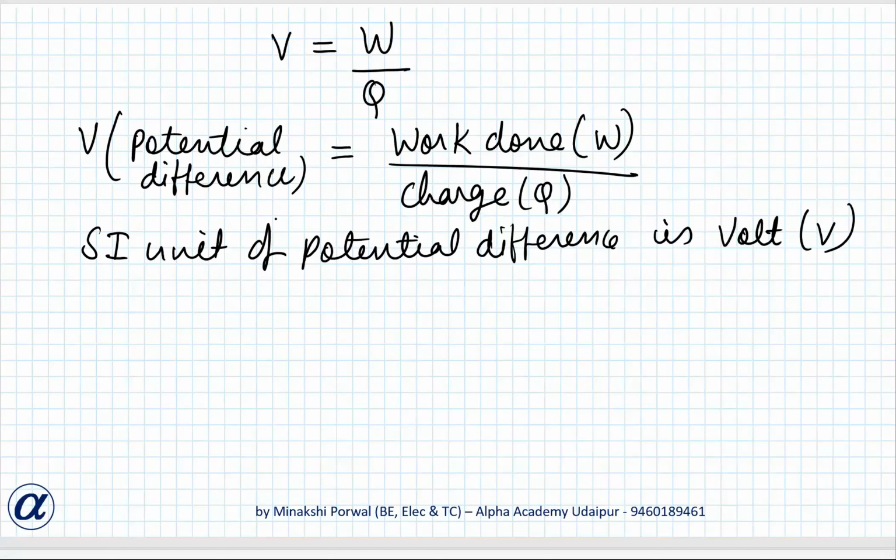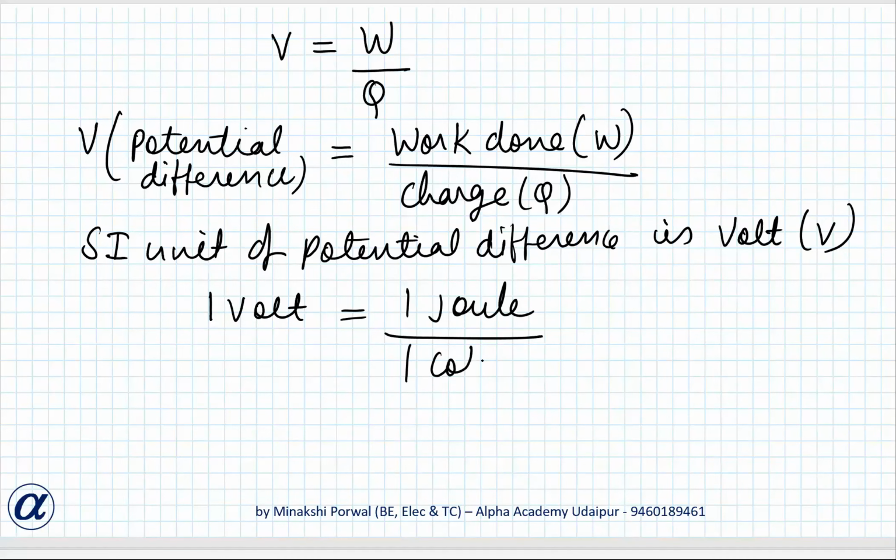The unit of work is joule, and the unit of charge is coulomb. So 1 volt equals 1 joule per coulomb. How do we define 1 volt potential difference?